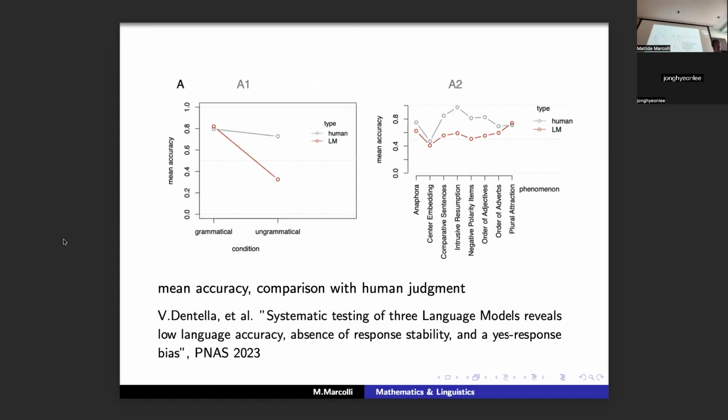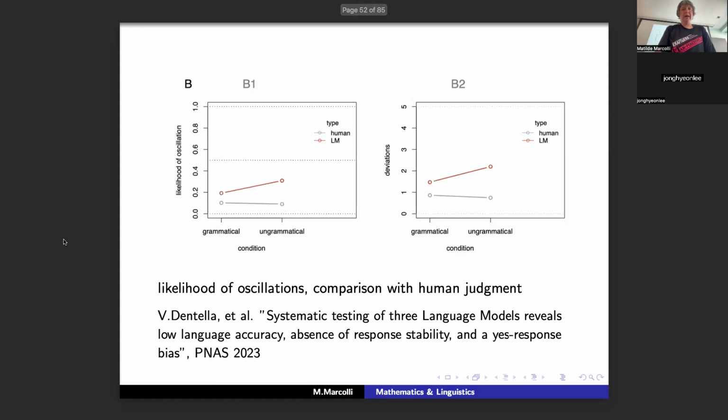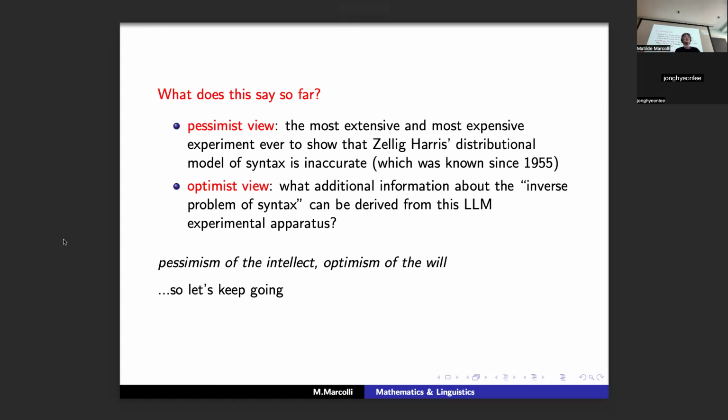And if you compare with human judgment, you find that human judgment is more or less stable across the grammatical and non-grammatical examples. Humans also have slightly more difficulty detecting the non-grammatical examples than the grammatical ones, but the difference is rather minimal, whereas the difference in the large language model is extremely significant. And again, by specific syntactic phenomena, it turns out that the most difficult one for the models is also the most difficult one for humans, which is center embedding, but in all the other ones there is a significant gap. And the likelihood of oscillations in the response is almost none for humans, and is significant for the large language models. Okay, so I'm going to continue next time, but for now, where are we?